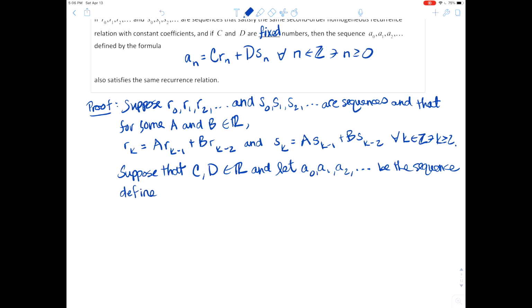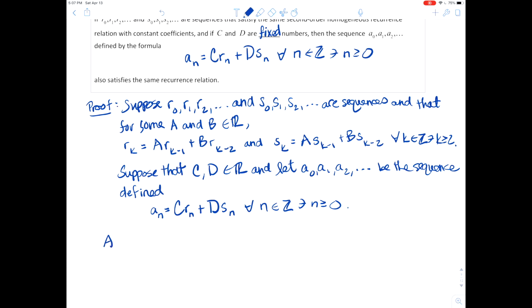defined by, guess what? A sub n is equal to capital C times, what do you think? We want to combine them, right? So R sub n plus capital D times S sub n for any n belonging to the integers such that n is greater than or equal to 0. So now we have to take a look at what this would be in terms of k.